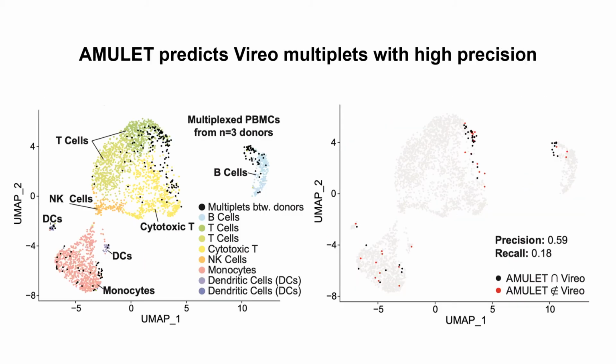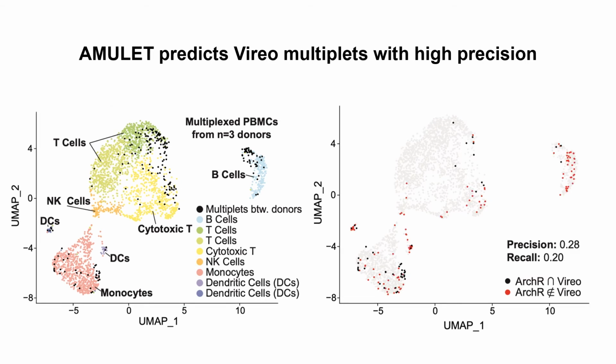AMULET detected Vireo multiplets with 0.6 precision, while observing a low recall of 0.18. This performance exceeded that of Archer, which predicted these multiplets with only 0.28 precision, with only a slightly higher recall of 0.2. This suggests that compared to the state-of-the-art, AMULET predicts multiplets with a much higher precision.